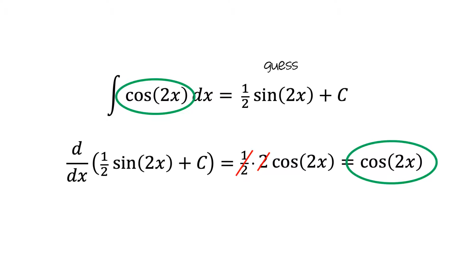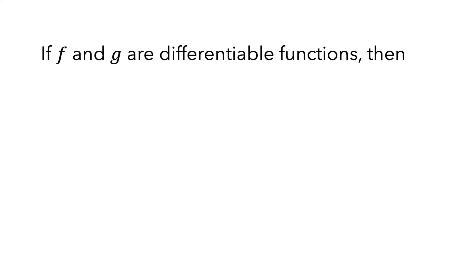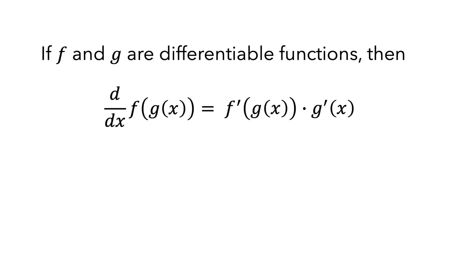To understand how we can integrate some types of more complicated functions, we can think about the chain rule. The chain rule says that if f and g are differentiable functions, then the derivative of f of g of x is equal to f prime of g of x times g prime of x. Then we can think about integrating a composite function as doing the chain rule in reverse.